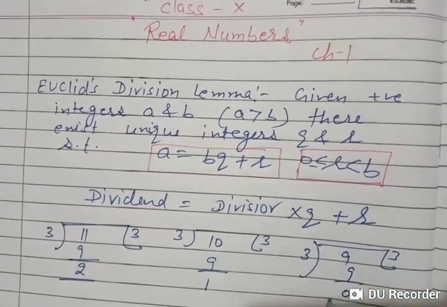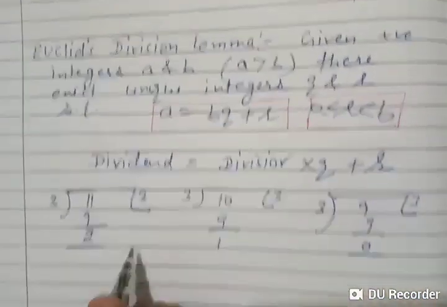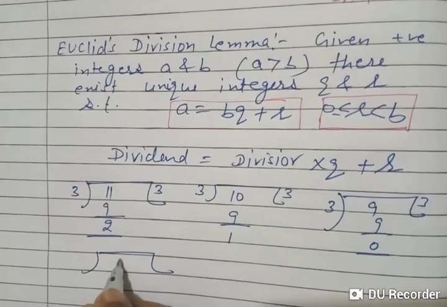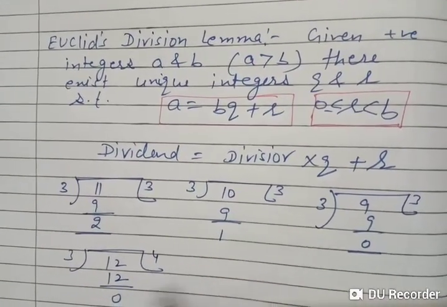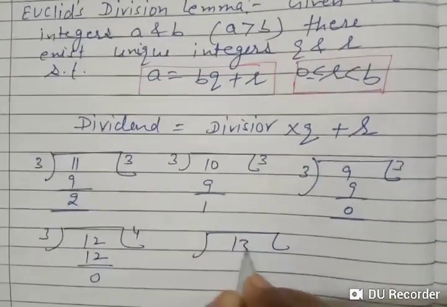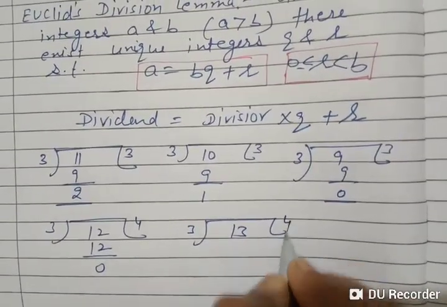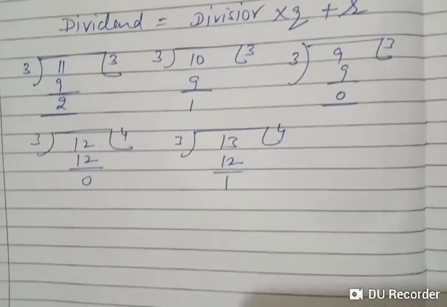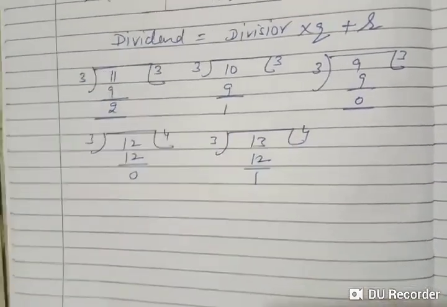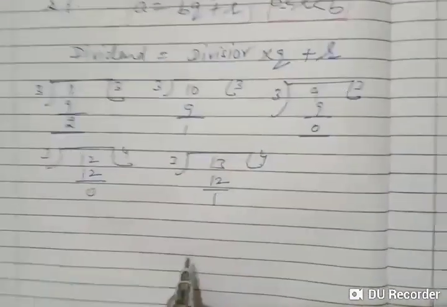What is left? 0. Again I take one more example. Suppose I take 12. 3 4s are 12, then 0. If I take 13 and divide by 3, 3 4s are 12, remainder 1. You must be thinking what ma'am is doing. Very simple things, but with the help of this only you will understand the concept.